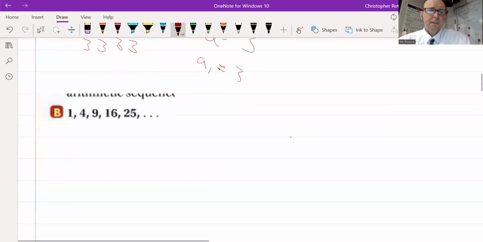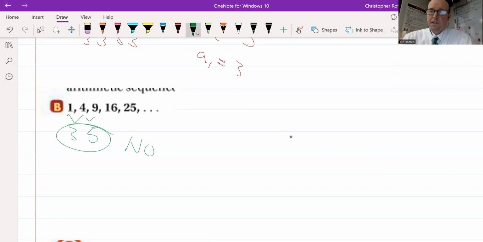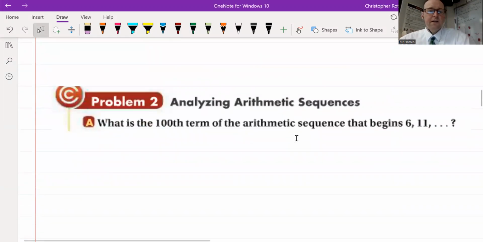This one looks a little bit confusing because they happen to be the same thing, but we'll figure it out as we go. For part B, is this arithmetic? I go, okay, well, that's 3 and that's 5. I could keep going, but I already know it's not arithmetic because those numbers are not the same, right? That's what we're talking about for a common difference, a constant change. So it has to be the same.